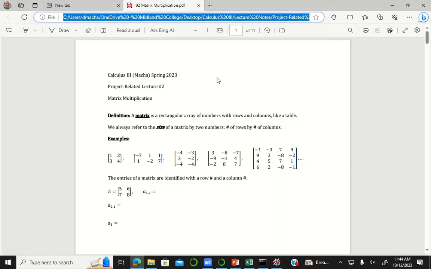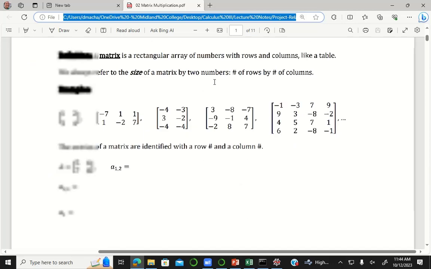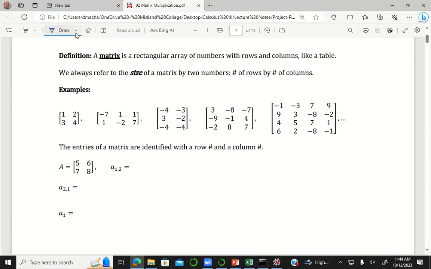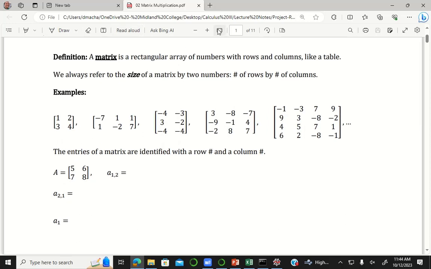So a little bit more math notes. I don't remember how much I've actually said about this stuff in class, so we'll just go over it. Every time we use the word matrix, we're talking about a rectangular array of numbers as rows and columns. So like these are all matrices.